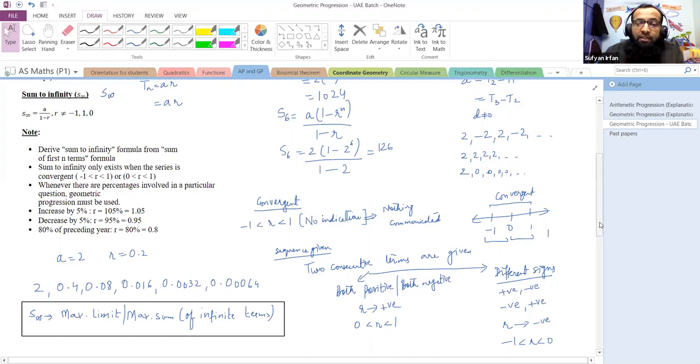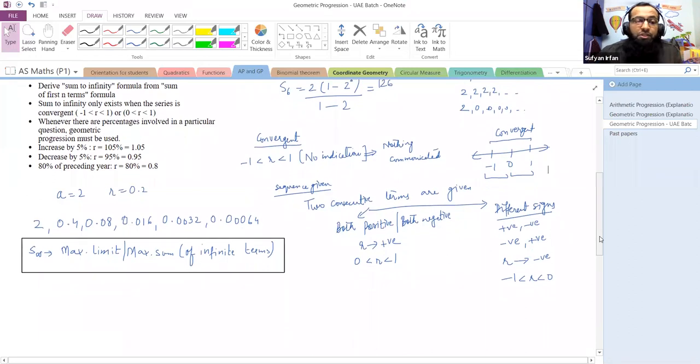So let me take an example. If the first term A is 2, and the common ratio is 0.2, please note that the common ratio lies between negative 1 and 1. You can apply this to any scenario where the common ratio lies between negative 1 and 1, but it should not be negative 1, 1 or 0. Between negative 1 and 1, any value of R can be tested on your own, right?